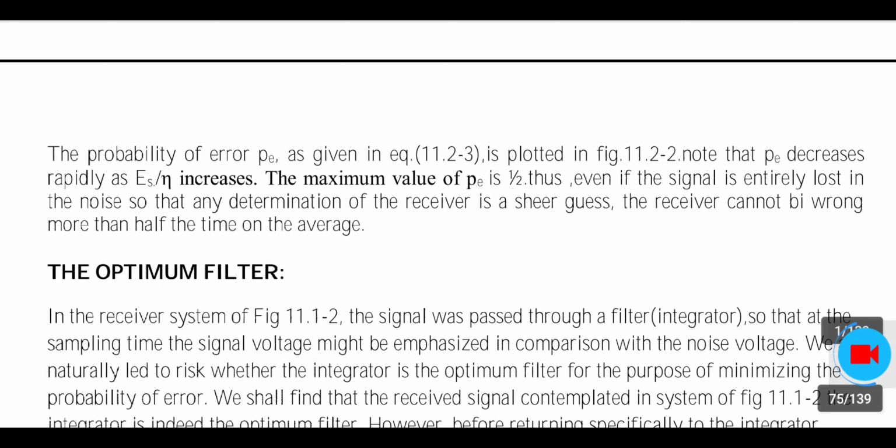Thus, even if the signal is entirely lost in the noise, so that any determination by the receiver is sheer guesswork, the receiver cannot be wrong more than half the time on the average. So this is how to calculate the probability of error and how to define some graphical representation of the probability.